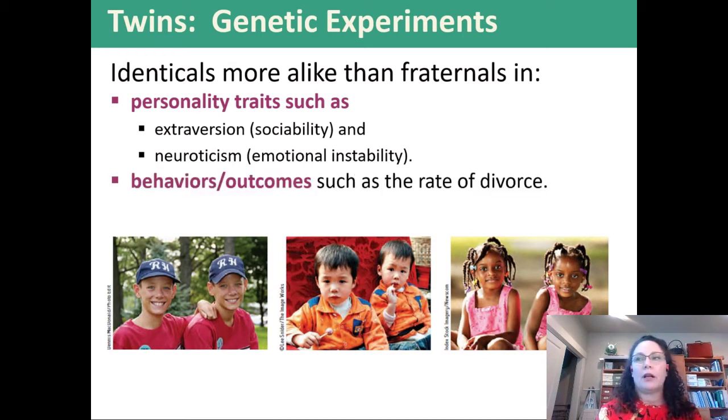Weirdly, other behavioral outcomes that might be attributable to these personality characteristics, like rate of divorce, were more likely to match among identicals than among fraternals. One thing we have seen in just the general population is that when one member of a married couple is high in neuroticism, the marriage has a much higher rate of failure. So when one member is moody, or two, that will virtually ensure that this is going to end in divorce, as far as the statistics go.